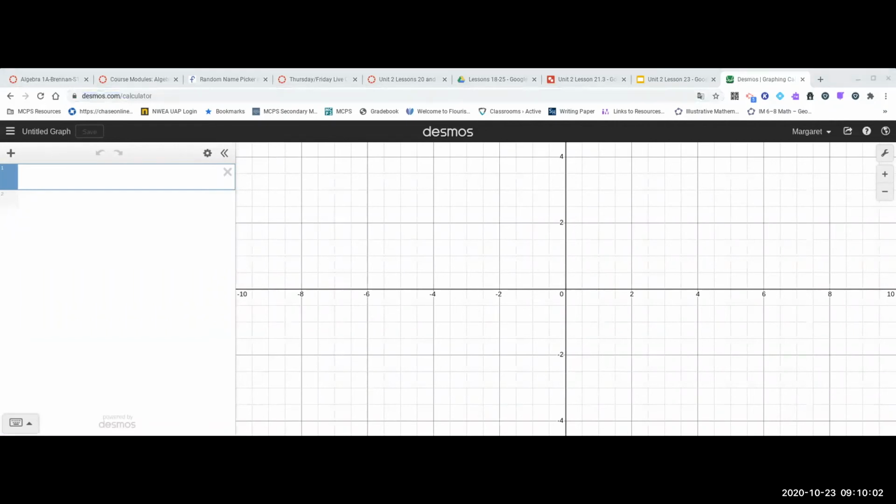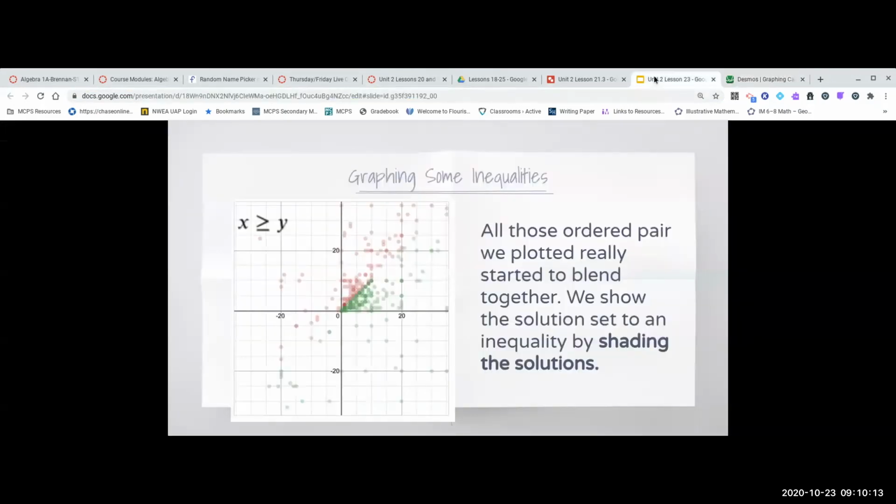So what I want all of us to make sure we can do is successfully graph an inequality, specifically this one that we were just looking at here, x is greater than or equal to y, in Desmos. So what I'm going to ask you to do is watch what I'm doing first. Then I'm going to have you try, and I'm going to have you give me a thumbs up when you can do it.